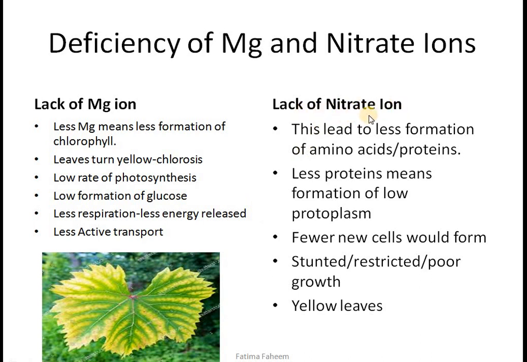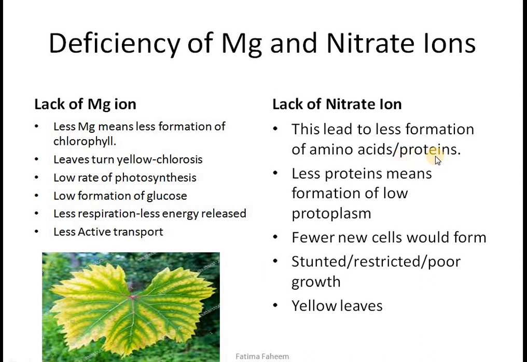What if the plant lacks nitrate ions? As I told you before, these nitrate ions combine with glucose to form proteins. First, they form amino acids, and amino acids combine to form proteins. Proteins are required to form newer cells. If you remember from our first lesson, I told you that the cell membrane is made up of lipids and proteins, fats and proteins.